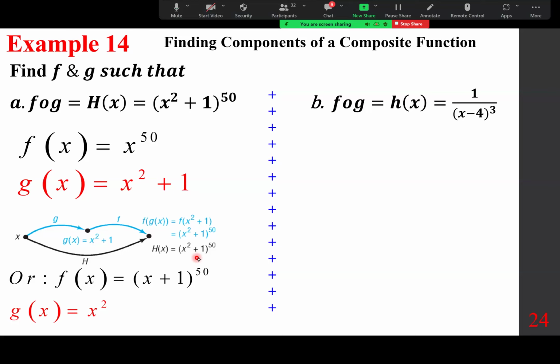You could say f of x is x plus 1 to the power of 50, and then g of x is x squared. That's what I mean. It's not unique. Here's the second one. If you use f of x as x plus 1 to the power of 50, normally this comes to mind first. Replace the x now with x squared, it does the job. So it's not unique, but this would, I believe, come to mind first and foremost.